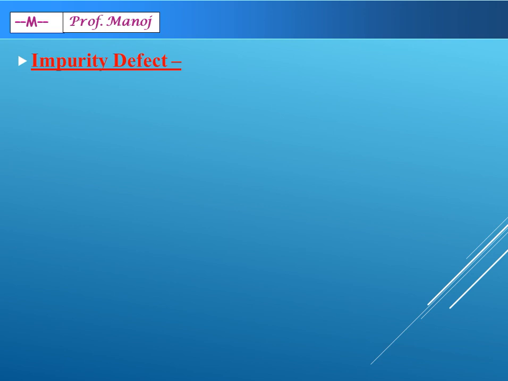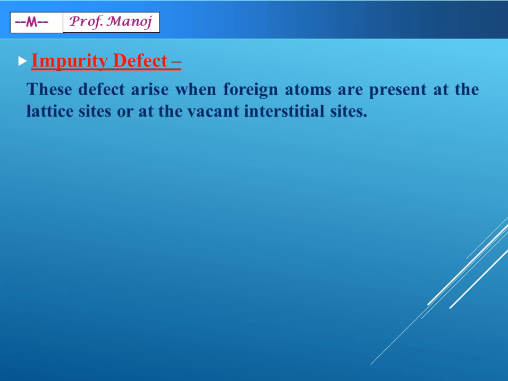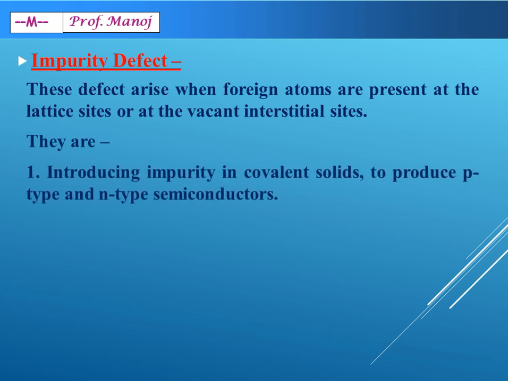The third type of defect is called impurity type of defect. Now in this impurity defect, when foreign atoms are present at the lattice site or at the vacant interstitial site, impurity defect is present. We have two different types under this. One is introducing impurity in covalent solids to produce p-type and n-type semiconductors. Second is introducing impurity in ionic solids. We are only going to discuss the second defect over here.